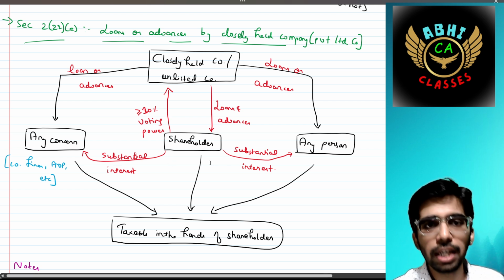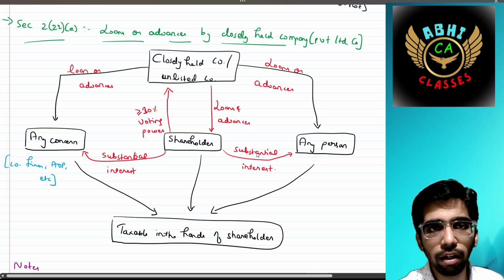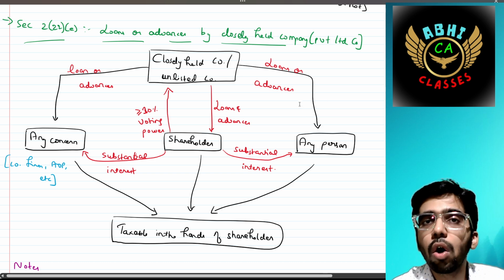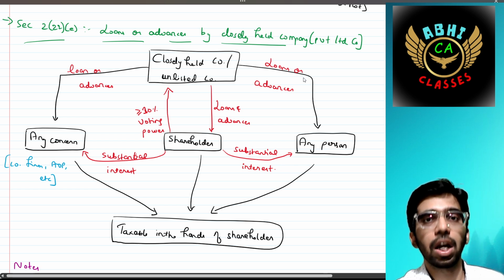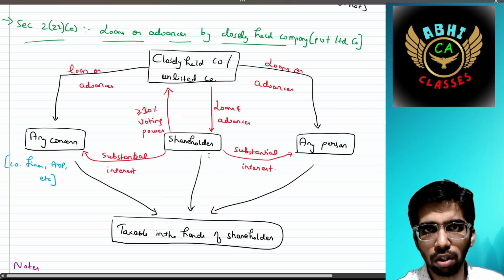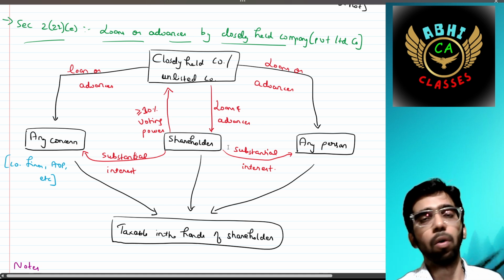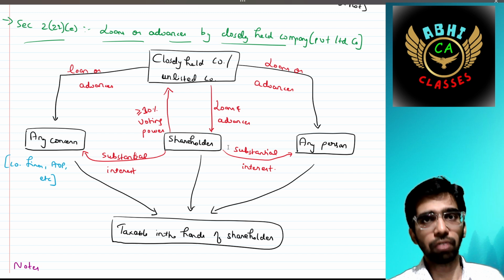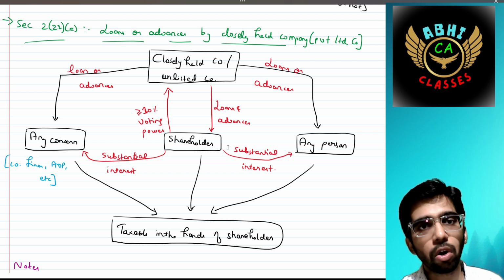If the shareholder has any substantial interest with any person, and the closely held company sanctions any loans or advances to that person, then those loans and advances shall also be taxed in the hands of the shareholder. Okay, this is in order to avoid some of the loopholes. Some shareholders are diverting their income in the form of loans or advances by creating sister companies, and in order to catch them, this provision has been brought into effect.